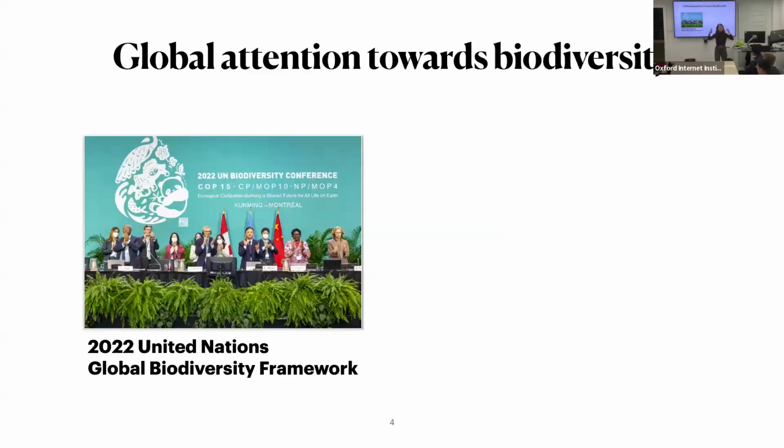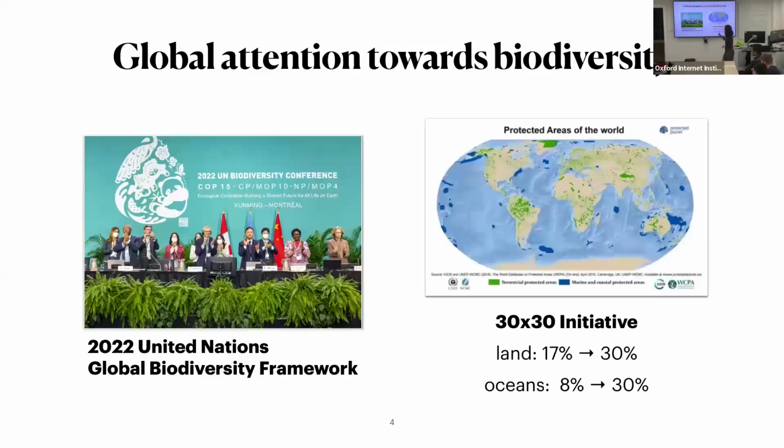So there is increasing attention internationally to the importance of biodiversity. In 2022, biodiversity really had its Paris Agreement moment, where 196 nations around the world signed the Global Biodiversity Framework, which is a list of about 30 agreements. And one of the most important is an initiative known as 30 by 30, which is a commitment to increase the amount of the world's protected land and water to 30% by the year 2030. So this involves almost a doubling of the world's protected land and over tripling of the world's protected oceans.